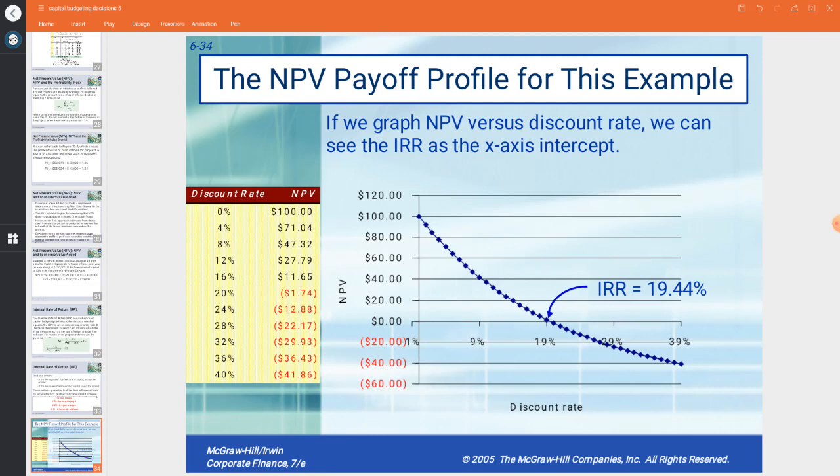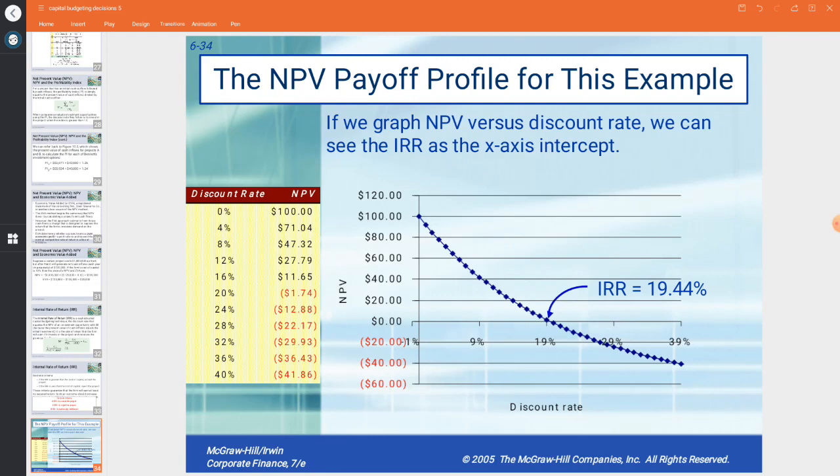We increased it to 20%. As you see, the NPV turned negative, 1.74. This means that our internal rate of return exists between a discount rate of 16% and a discount rate of 20%. We substituted in this figure and found that the internal rate of return is exactly at the level of 19.44%. At this level, the NPV should equal 0.